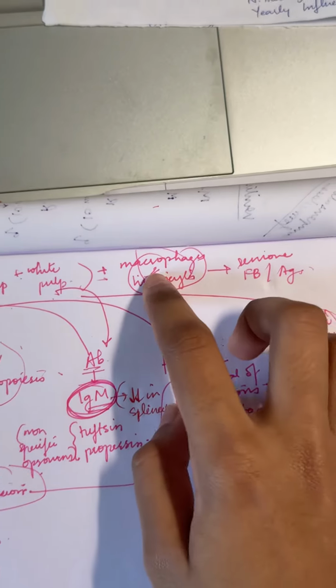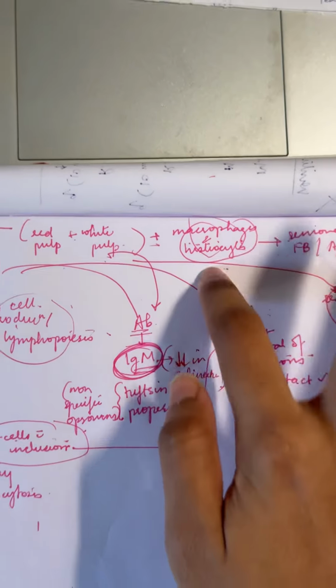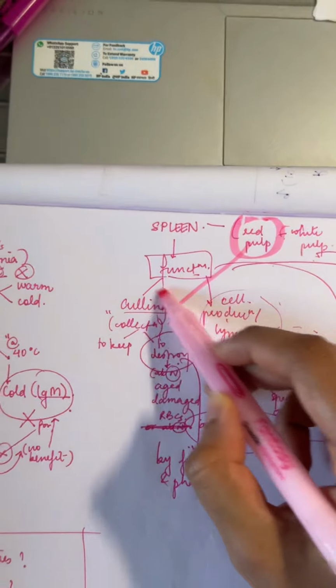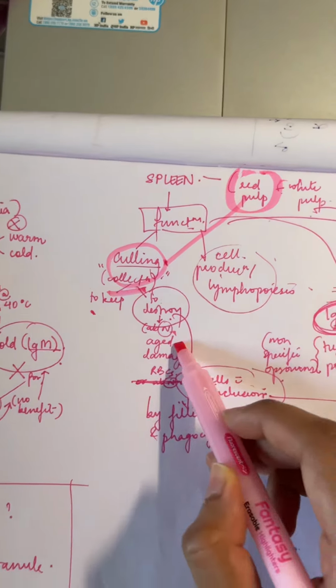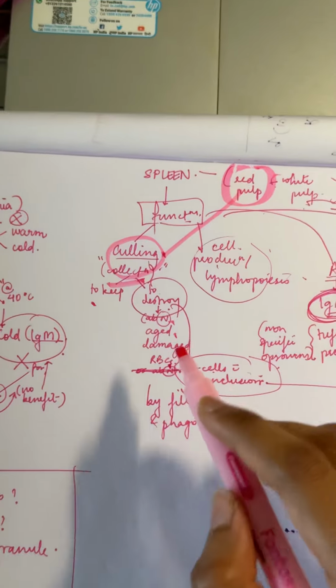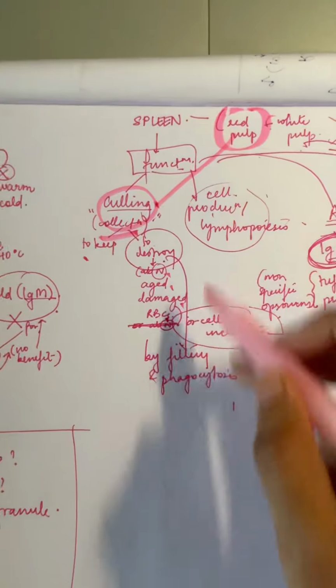So the spleen contains its own red pulp, white pulp, and macrophages and histiocytes which remove the foreign body antigens, whatever it is, bacteria. In the red pulp, we mainly have the function of culling, which is basically collection to keep the good cells and to destroy the abnormal or the aged or damaged RBCs, and also the cells that contain abnormal inclusions like these. It does this by filtering and phagocytosis.